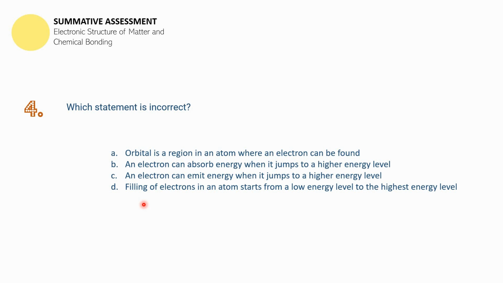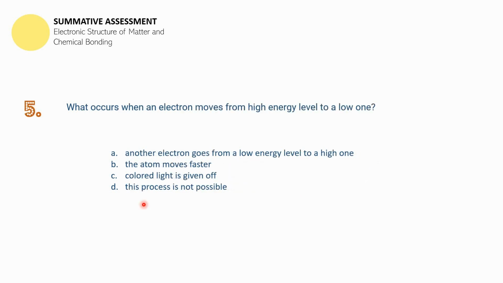Pause this video if you need more time. If you have decided to continue, that means you are ready for the next question. Question number 5. What occurs when an electron moves from high energy level to a low one?